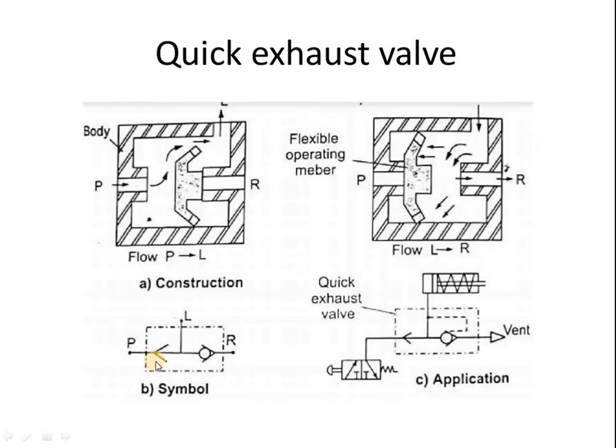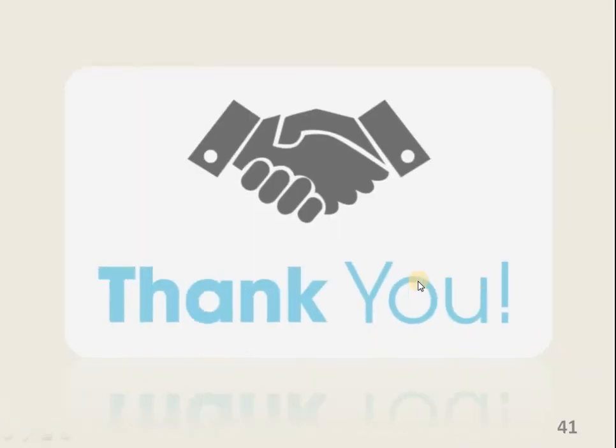And next, the quick exhaust valve. With a small pressure difference, the valve will get actuated. See here, in the first position of the construction, the air flows from the pressure port to the L port. In the second sketch, the air flows from L to R, means the return stroke, from the working port to the return reservoir. That is how this quick exhaust valve works. So thank you.